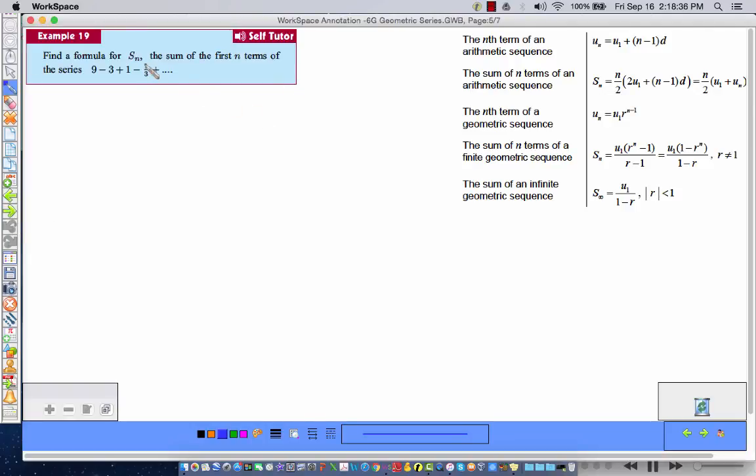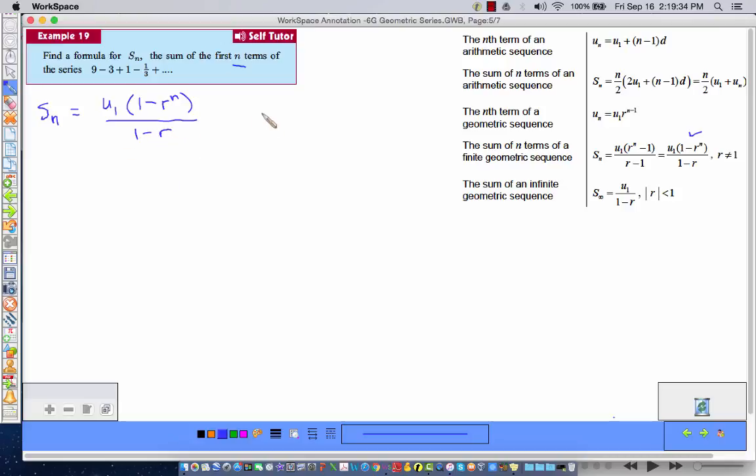Okay. What about this one? Find a formula for S sub n for the sum of the first n terms of the series 9 minus 3 plus 1 minus 1/3, on and on and on. So this would allow us to find the sum of however many terms we wanted in the geometric sequence, and if we named a number of terms, it would of course be finite. Okay, so I'll go ahead and use the second formula this time. So we have S sub n, equals u sub 1 times 1 minus r to the n power all over 1 minus r.